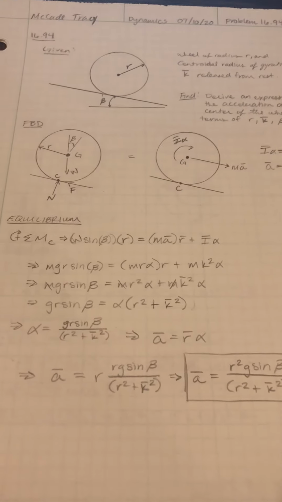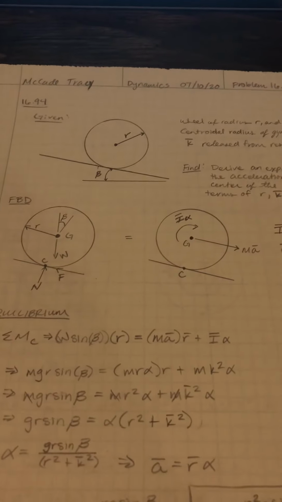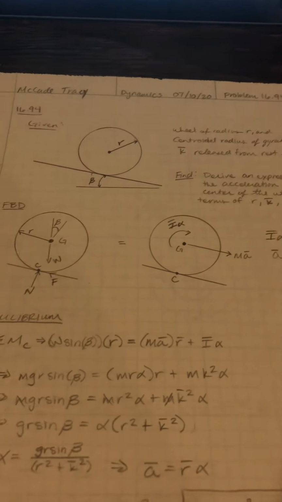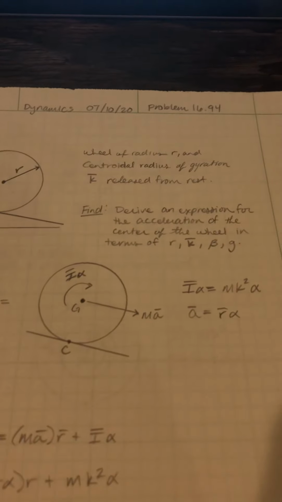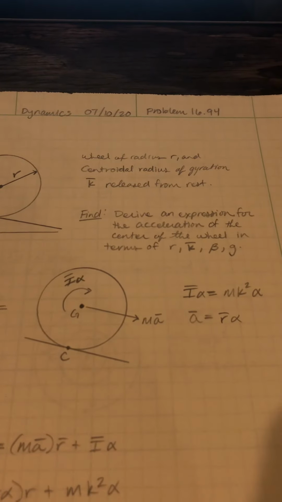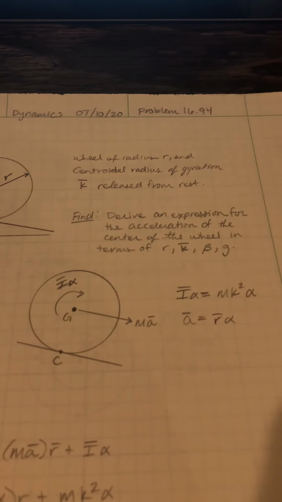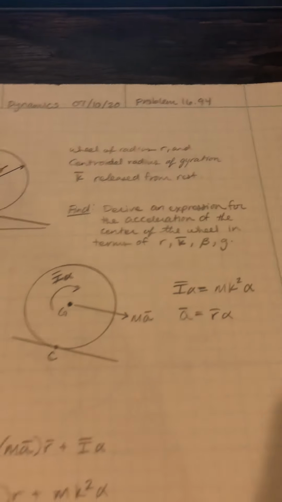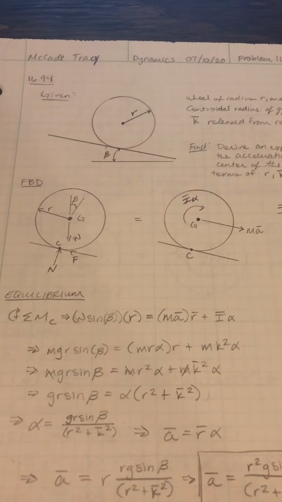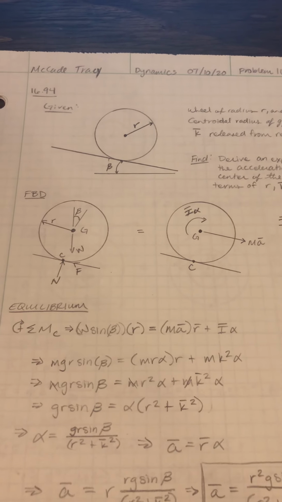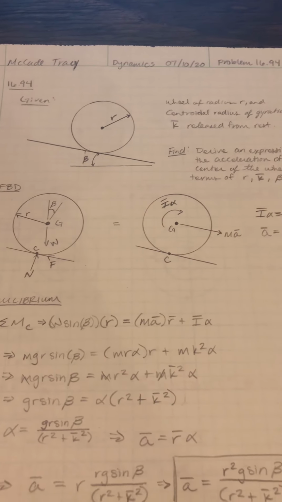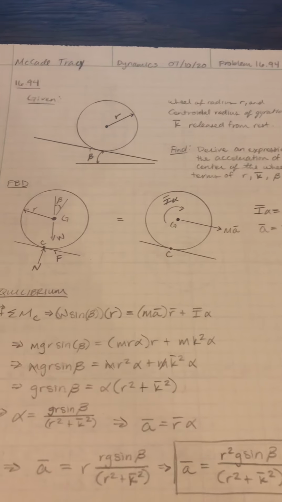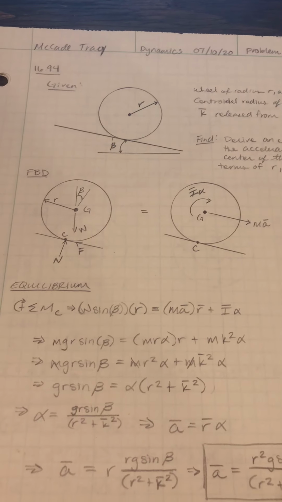Alright, moving on to the next one, we have a wheel on an incline here. We're given the radius of gyration k. We're being asked to derive an expression for the acceleration of the center of the wheel in these terms. As we have before, we draw the free body diagram of the wheel, setting that equal to the mass times acceleration of the wheel.